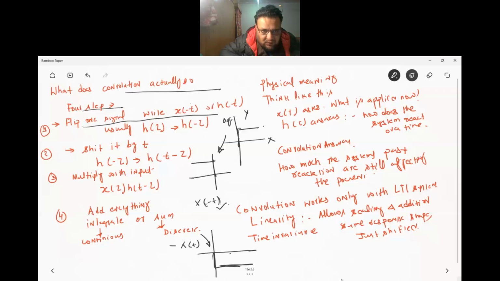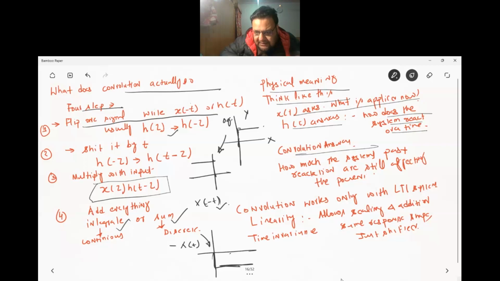Now flip one signal, write x of minus t or h of minus t. Usually you take h of t, which is the impulse response of your system, and shift it by a value t, such that you can write this as h of t minus tau. Then multiply both these signals with the input, add everything, integrate. If it is continuous time, you integrate; if it is discrete time, you sum these signals. So the physical meaning of convolution is, think like this: x of t asks what is applied now, h of t answers how the system reacts over time. So convolution basically answers how much the system's past reactions are still applicable, or affecting the process.